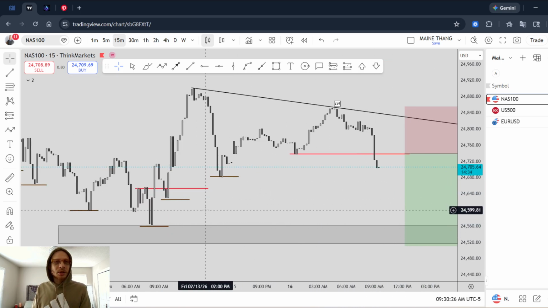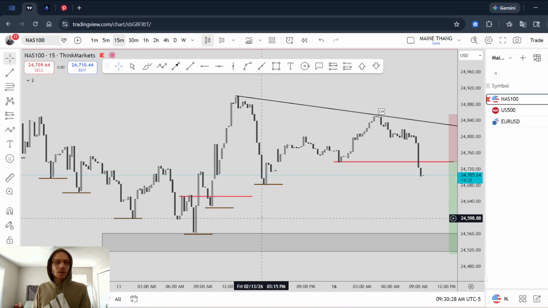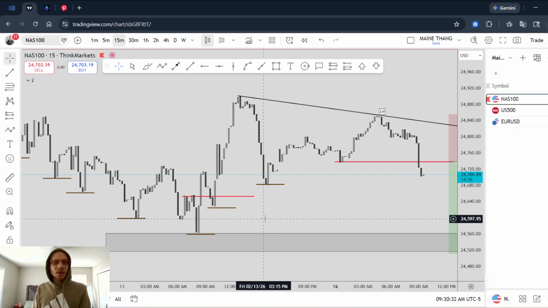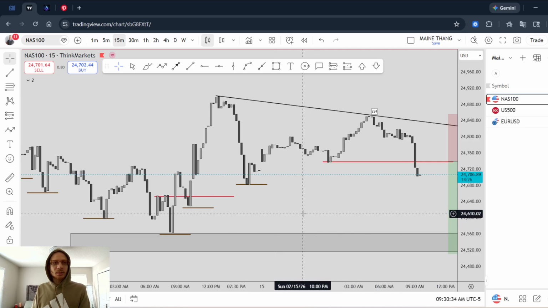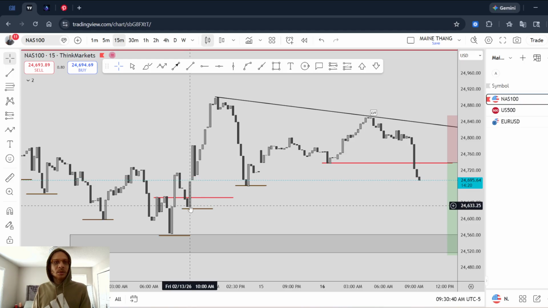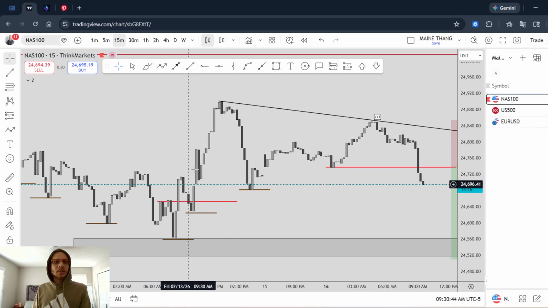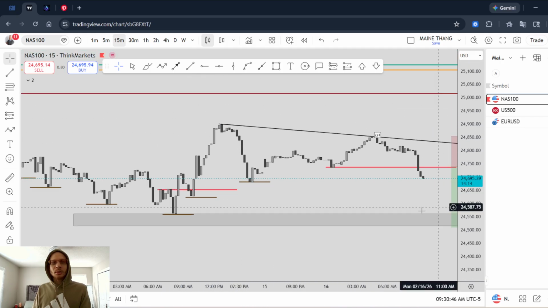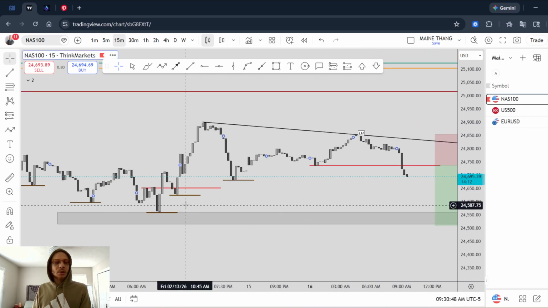I try not to be too picky. I used to always try to get perfect entries, but once we get that higher high, we confirm that this is a higher low, and we get the break back above it, well, you can enter, as long as your stop is in a good place. So for this one, you can have your stop under here or under here.